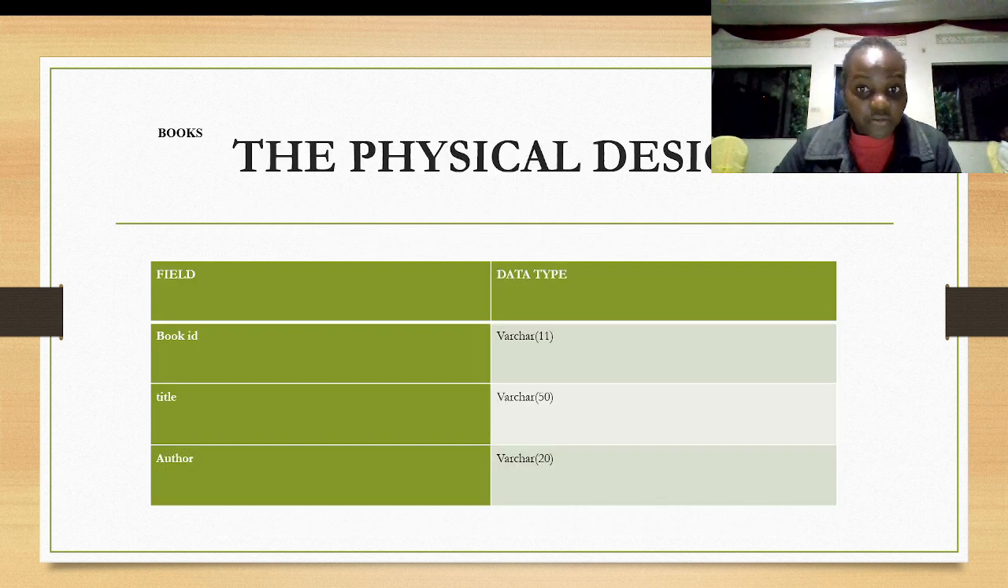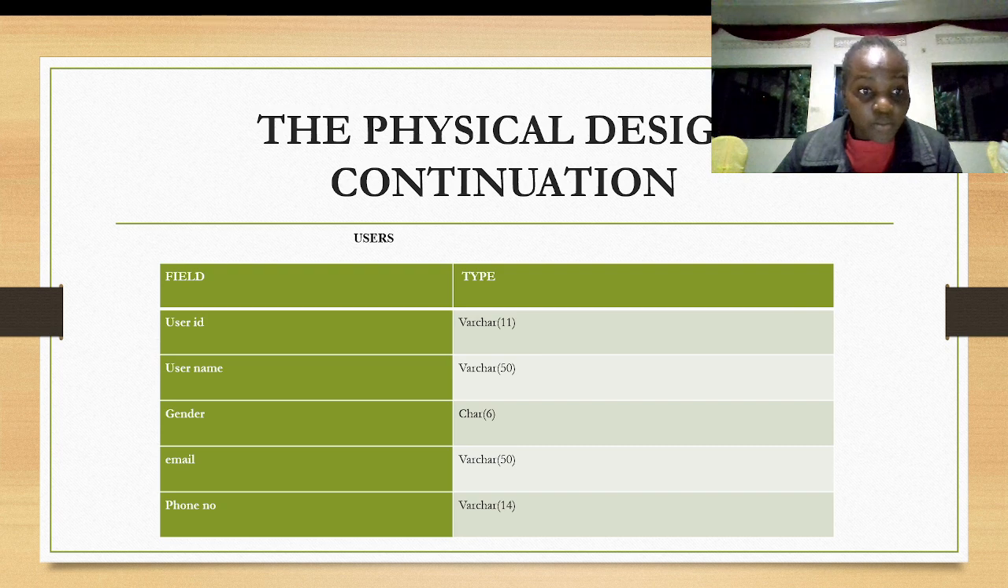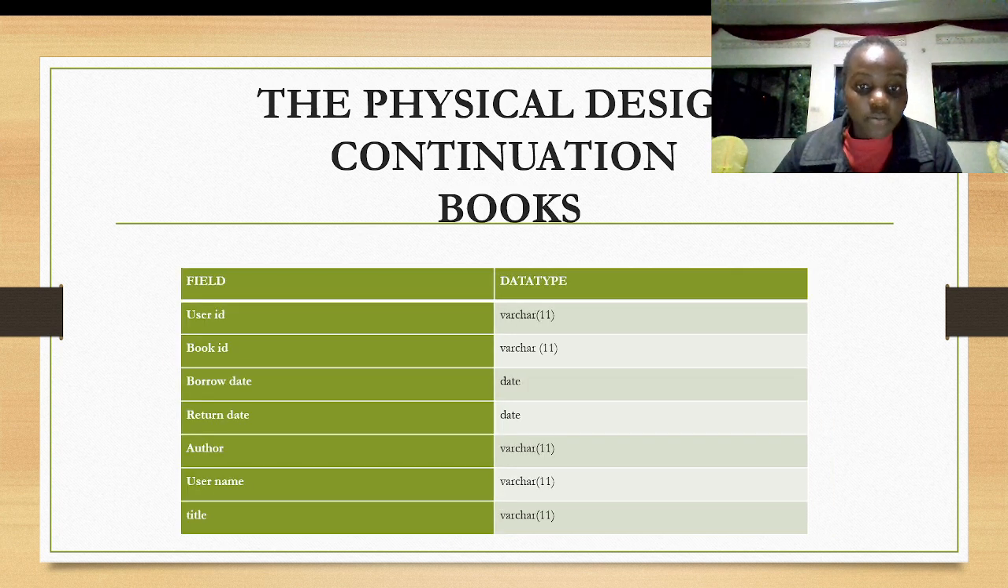So when we continue to the physical design, we have the book ID, its data type, the title, the author. We are showing their data types, but for the book ID, we use varchar because the book ID can have both letters and numbers. So varchar can handle that well. As you can see, for the user ID here, we also used varchar. For the gender, we used char because it cannot have numbers, it's letters throughout. That's why we used characters.